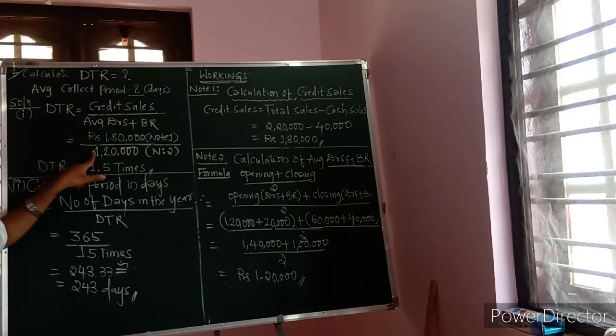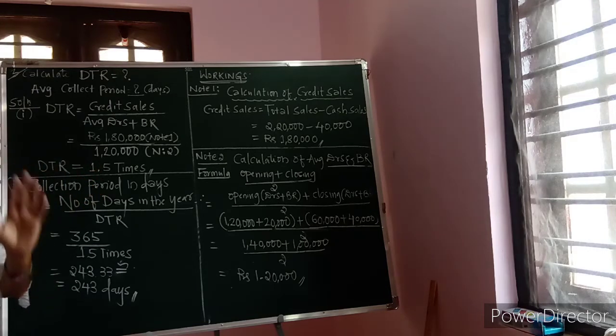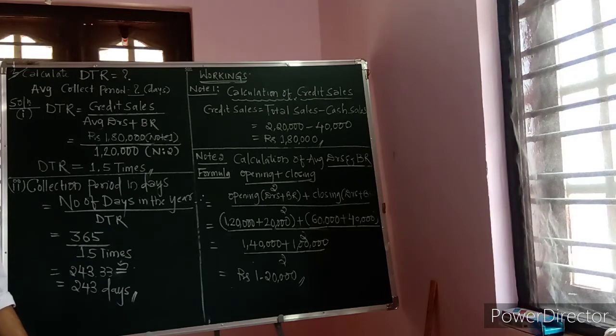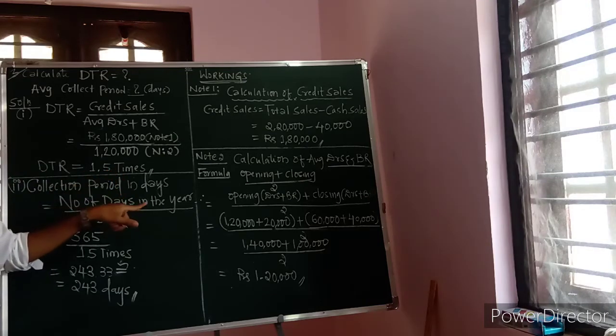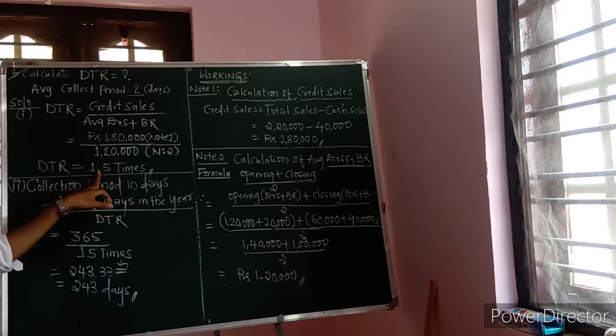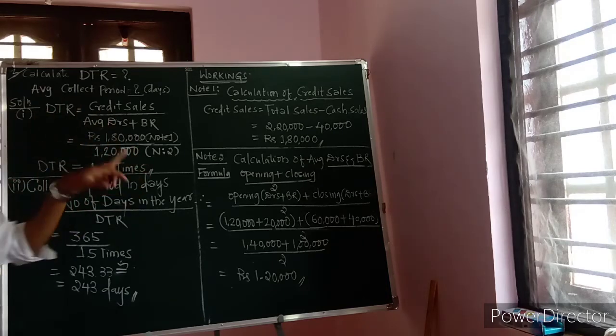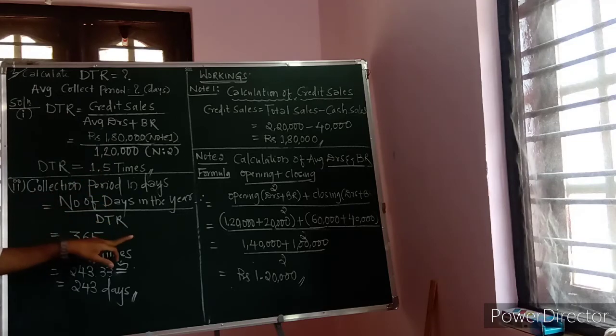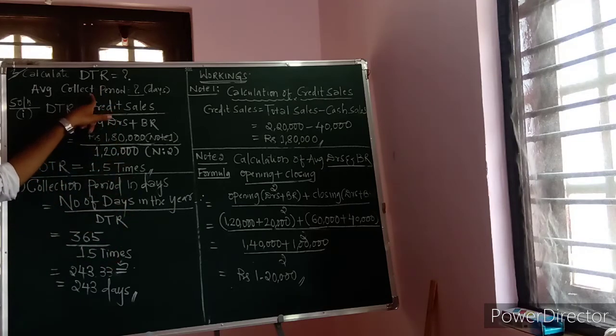If you calculate this, you will get a debtors turnover ratio of 1.5 times. So usually when we make the analysis and interpretation, the debtors turnover ratio should be more. But the company's present situation is very bad, meaning the debtors turnover is very low, that is 1.5 times. By using this information, we go for the calculation of the second question, that is the average collection period.